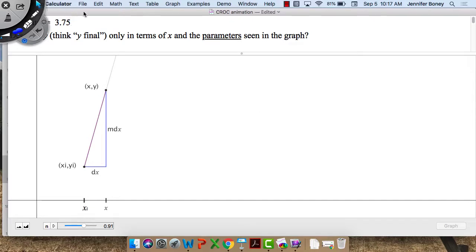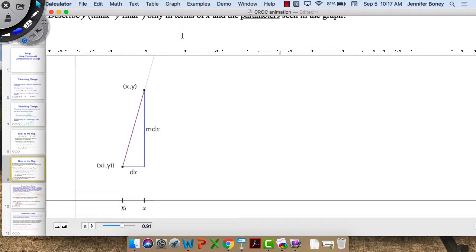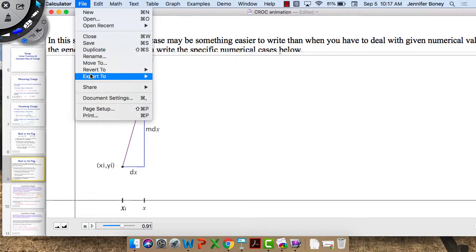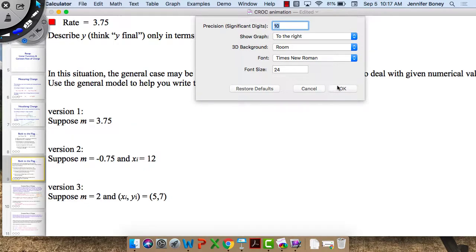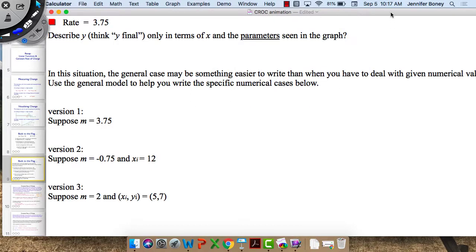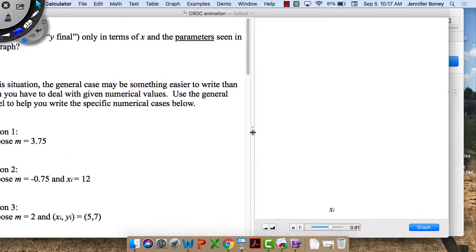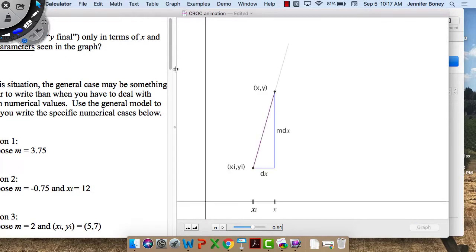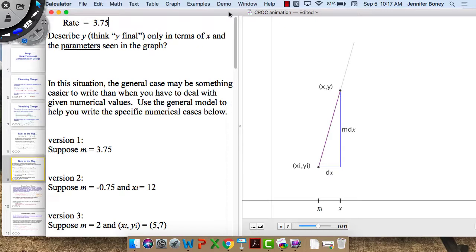Let me move this just a little bit farther this way. All right, so suppose that, actually, let me change this around. All right, moving this graph to be at a different location. There we go.